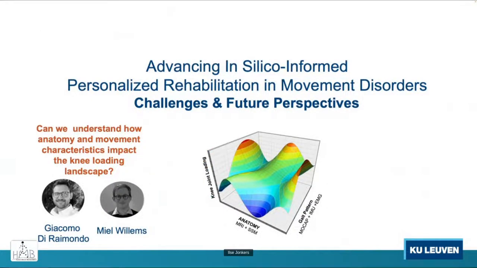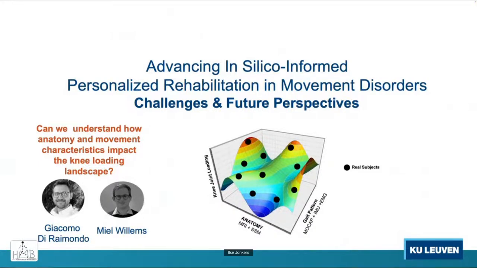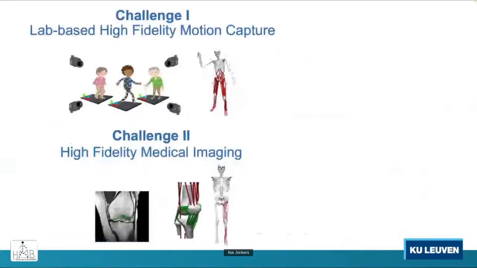For instance, if we make the claim that we aim to document the knee loading landscape and identify how it relates to anatomical features or gait patterns in knee OA patient populations, our current samples are relatively limited and only sparsely sample the data space. Expanding our data set is limited by two evident challenges. Our current modeling approach relies on high-fidelity lab-based and medical imaging data, which is liable to high cost.